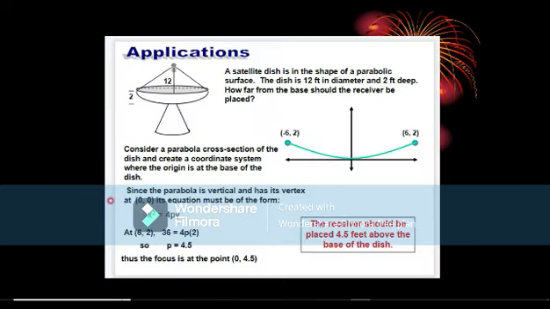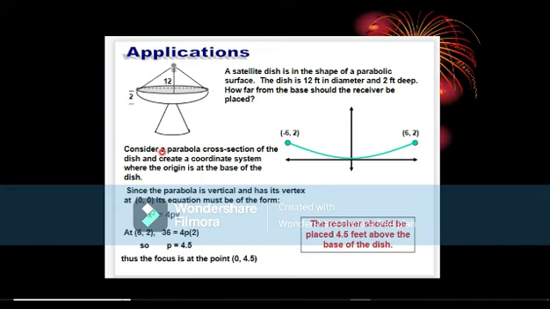Another application. A satellite dish is in the shape of a parabolic surface. The dish is 12 feet in diameter and 2 feet deep. How far from the base should the receiver be placed? So you have it here, 12 feet in diameter. So that is our focal diameter. And 2 feet deep. So that would be from your focus to the vertex. The question is, how far from the base should the receiver be placed?